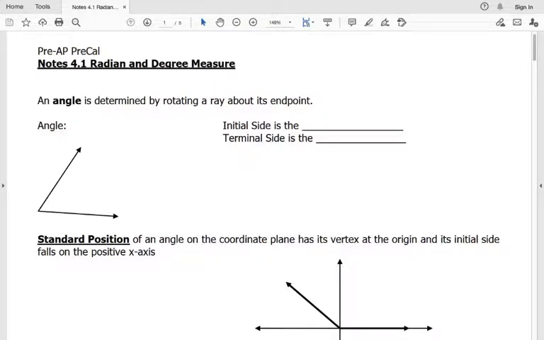Hey guys, today we're going to do notes over radian and degree measure, just understanding the differences in those. So when we start with an angle, we have an angle and it has its initial side right here. That's where we're starting from. So we call that the starting location.